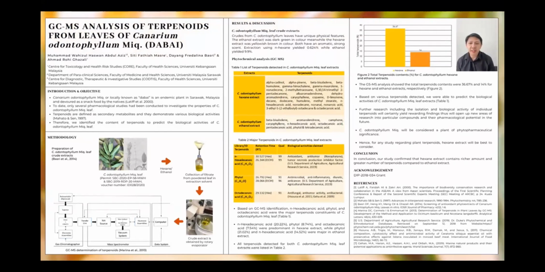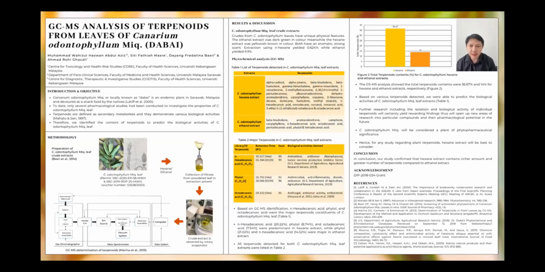Assalamualaikum and good day. My name is Muhammad Wahizul Haswan bin Abdul Aziz and I will be presenting my poster entitled GCMS Analysis of Terpenoids from Extracts of Canarium odontophyllum Miq. dabai leaf. Canarium odontophyllum Miq., locally known as dabai, is an endemic plant in Sarawak, Malaysia, and devoured as a snack food by the natives. To date, only several pharmacological studies have been conducted to investigate the properties of dabai leaf. Terpenoids are defined as secondary metabolites and they demonstrate various biological activities. Therefore, we identified the content of terpenoids to predict the biological activities of dabai leaf.